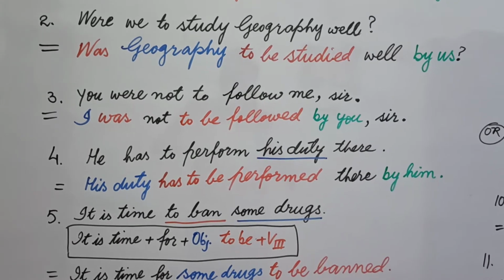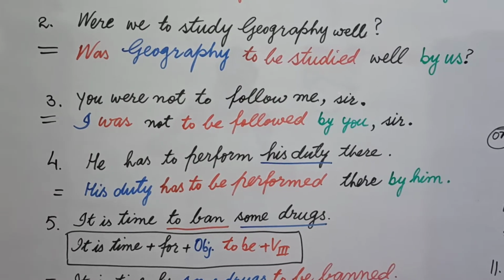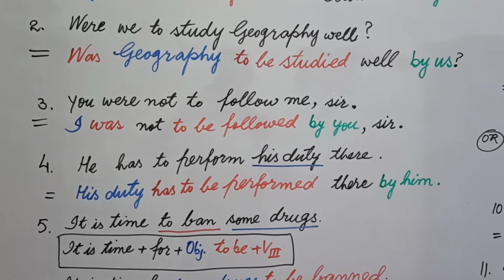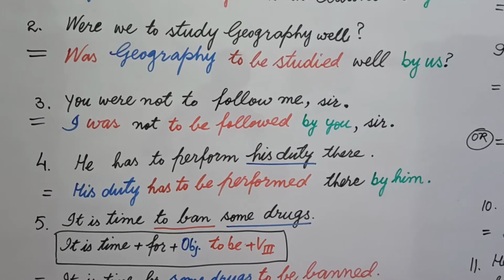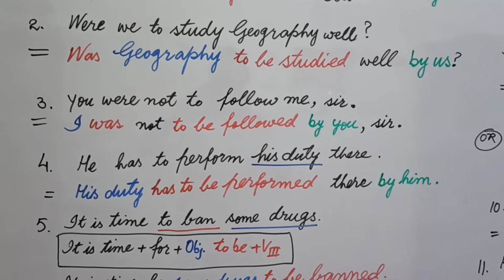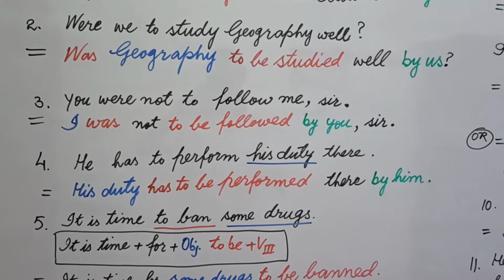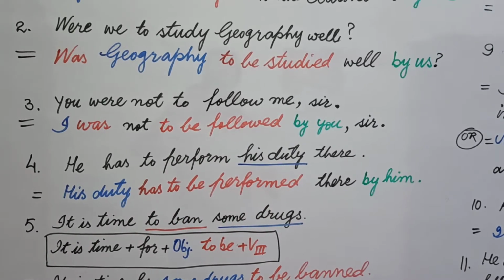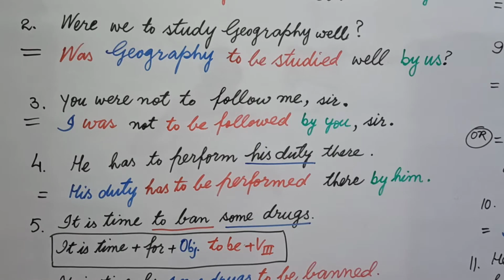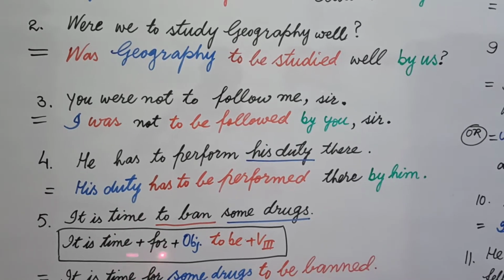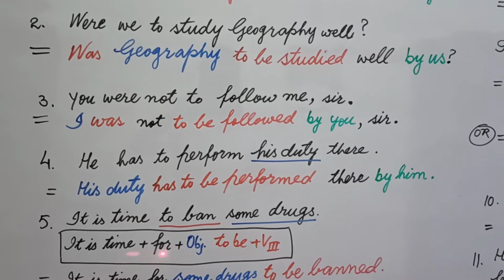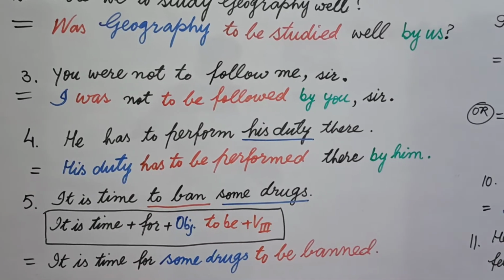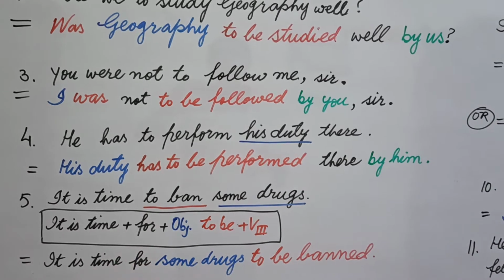Now students, I have a new example, example number 5 before you. It is time to ban some drugs. There is a specific structure based on it is time. Whenever you have it is time, you write it is time as it is, and then you just try to find infinitive and then object. Object will come before this infinitive, and it will follow for, means for will be written and then object. It is time for plus object, then to be plus third form. Now you can see the solution here. It is time for some drugs to be banned.